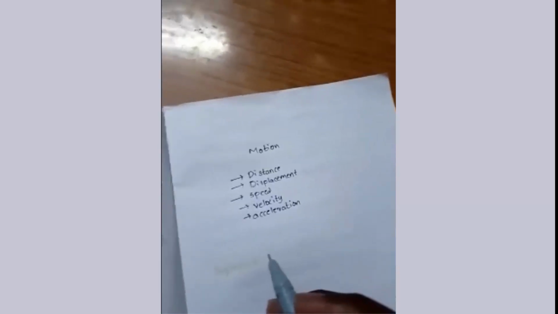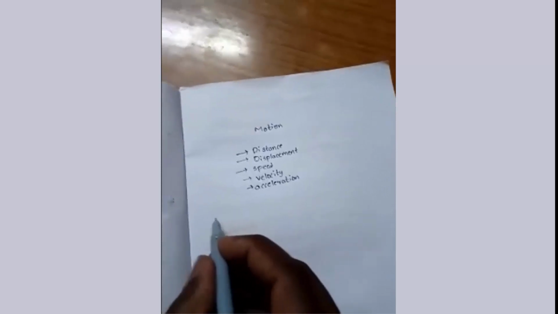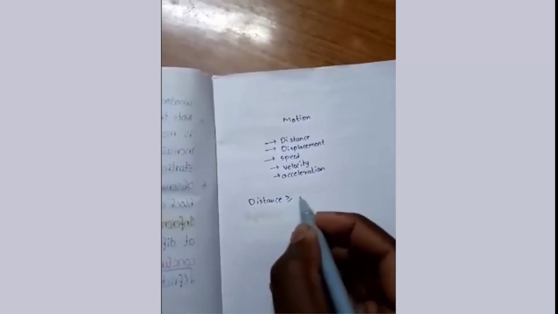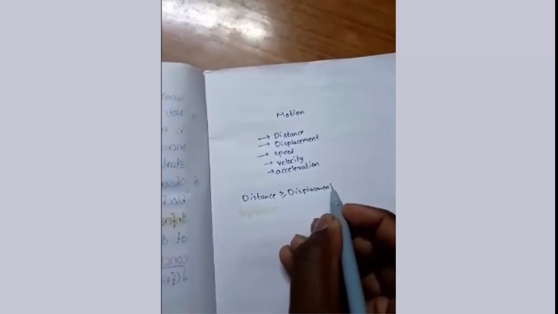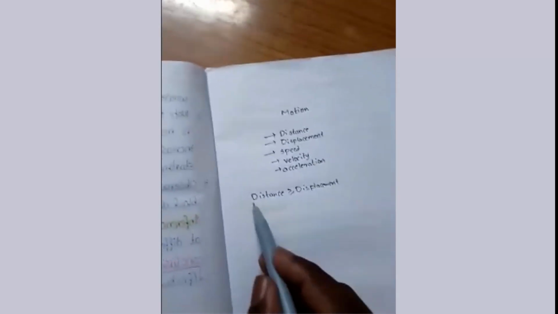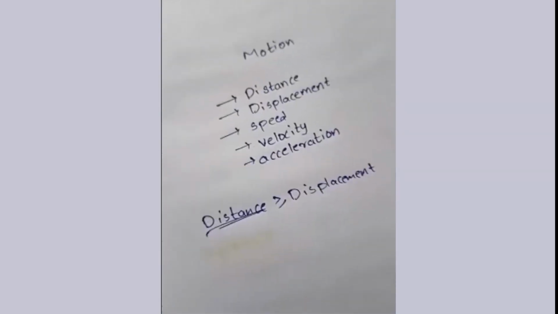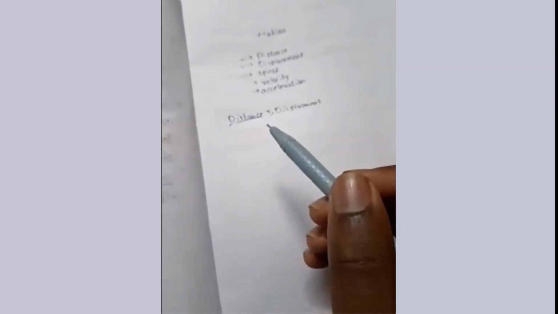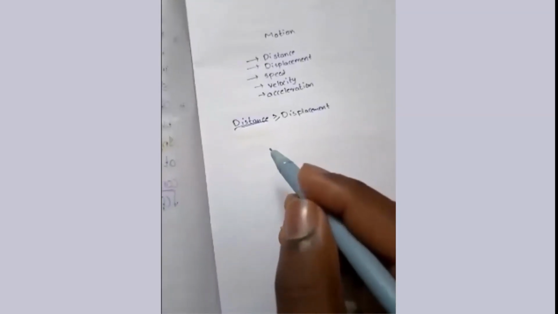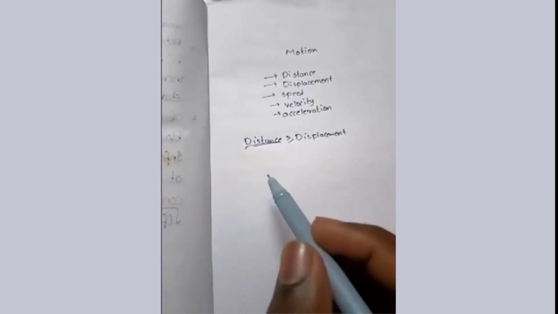Now first we'll discuss distance and displacement. The basic thing we should remember is that distance is always greater than or equal to displacement. Distance is the actual length of the path described by the particle.